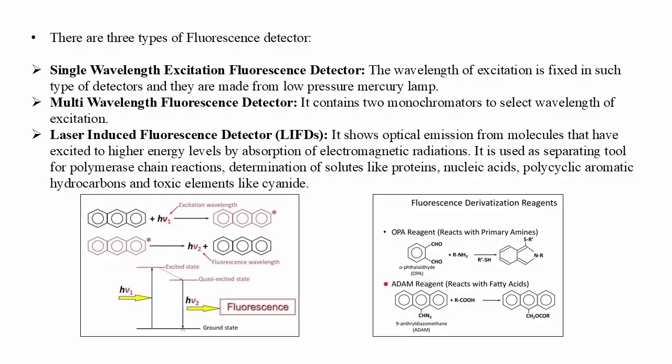There are three types of fluorescence detectors: single wavelength, multi wavelength, and laser induced fluorescence detectors. In single wavelength detector, the wavelength of excitation is fixed and they are made from low pressure mercury lamps. In multi-wavelength fluorescence detector, it contains two monochromators to select wavelength of excitation.